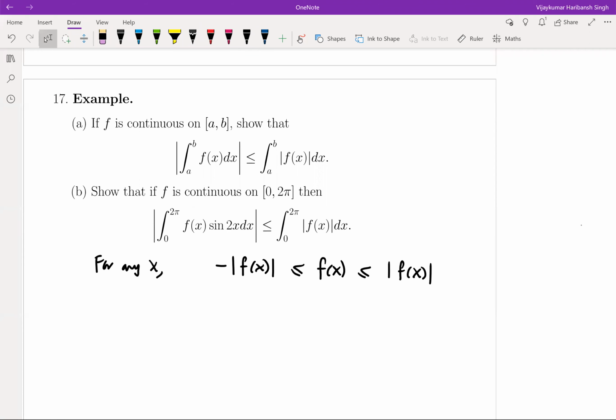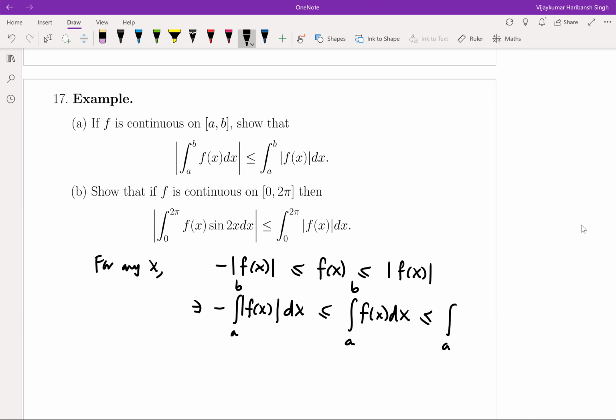Now, if you integrate on all sides, you will see that minus the integral from a to b of the absolute value of f x dx is less than or equal to the integral from a to b of f x dx, which is less than or equal to the integral from a to b of the absolute value of f x dx. All right, so these are just numbers, essentially.